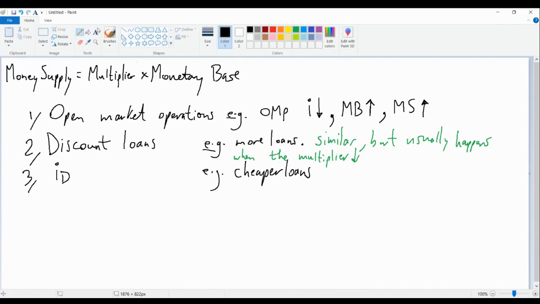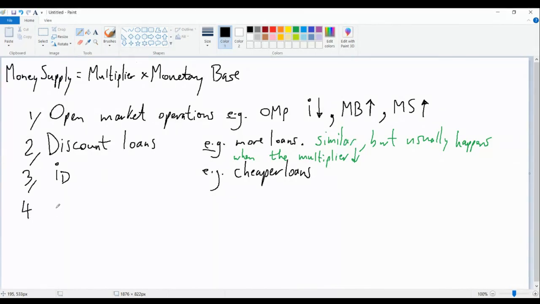Although I guess it should be clear that changing the discount rates is a more drastic thing than changing discount loans. You're not just giving lots of loans, you're also making them cheaper. So you're really giving a lot of room to the banks.